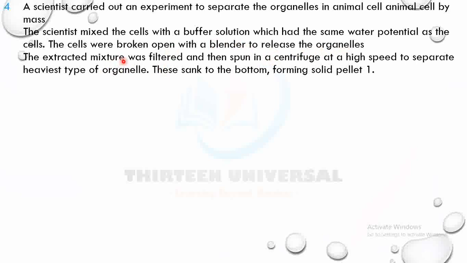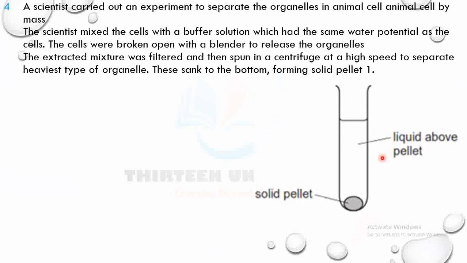The extracted mixture was filtered and then spun in a centrifuge at high speed to separate the heaviest type of organelle. This organelle sank to the bottom, forming solid pellet 1. The liquid above the pellet after centrifugation is called the supernatant. This is the pellet, the heaviest organelle. So I have pellet 1.